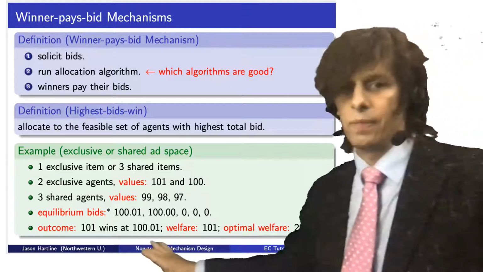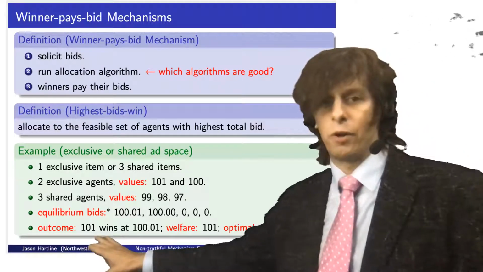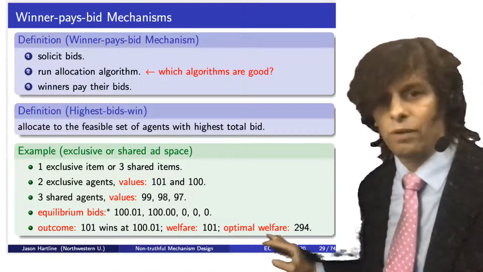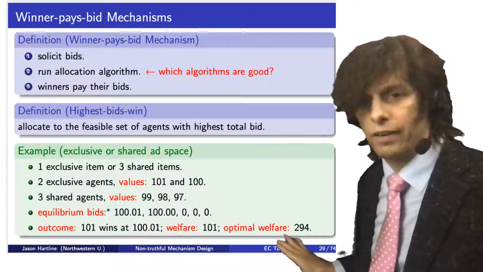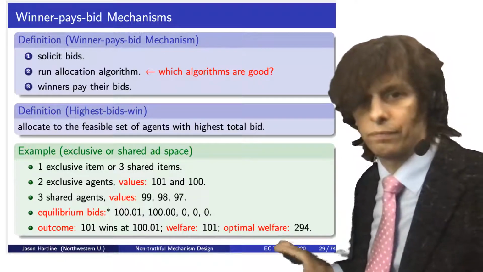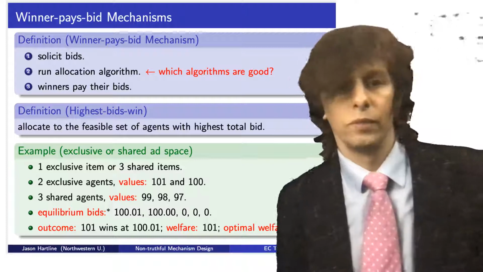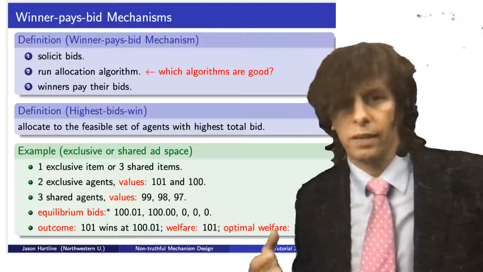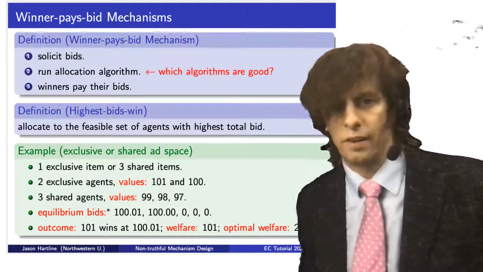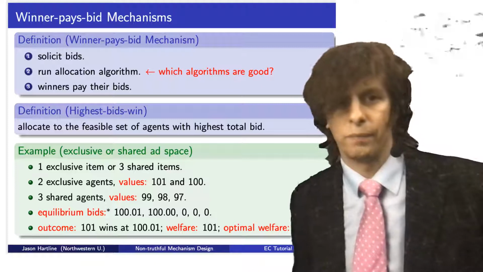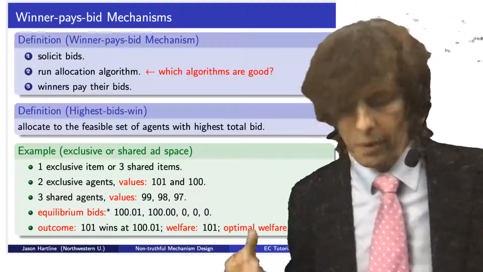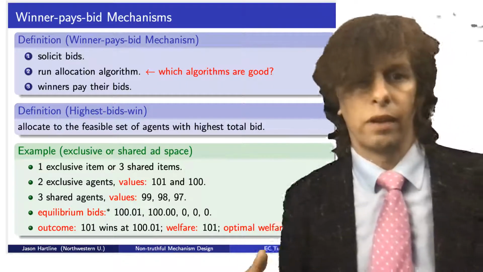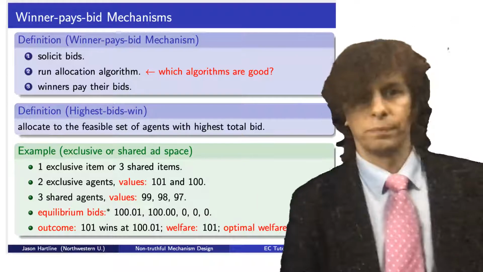Great, so what's the outcome of this equilibrium? The agent with value 101 wins, pays 100 and a penny, the welfare is 101, but now we're leaving a lot on the table. The optimal welfare is almost 300. So this is an example that shows that winner pays bid mechanisms can potentially, in more complicated scenarios than we've studied so far, have bad equilibria. The goal of this part of the tutorial is to give a simple and powerful method for understanding when winner pays bid mechanisms have good equilibria.